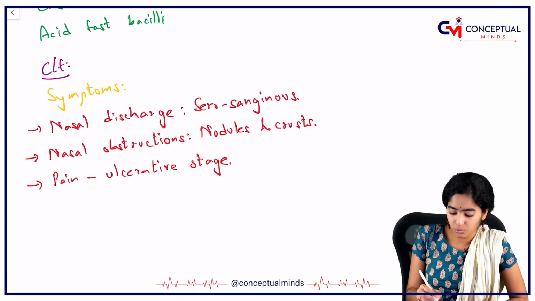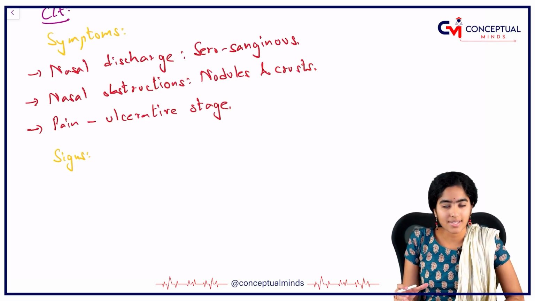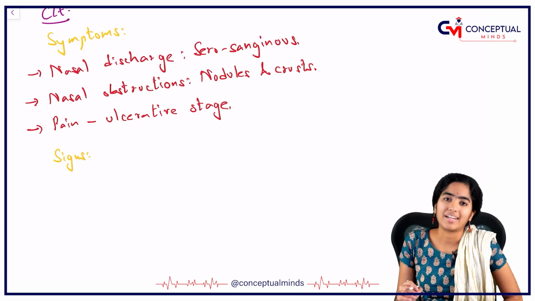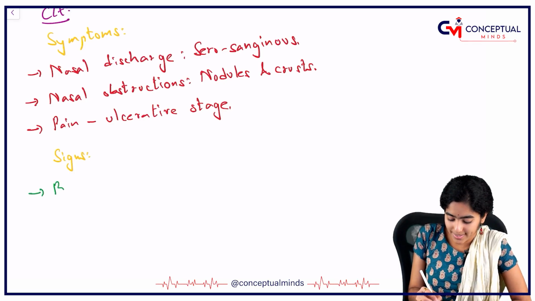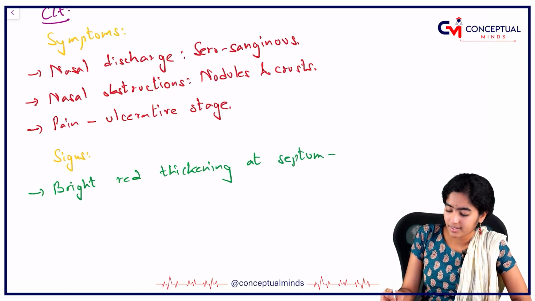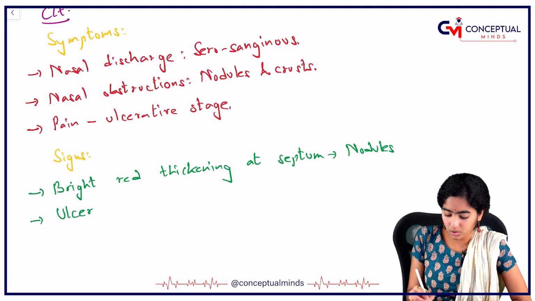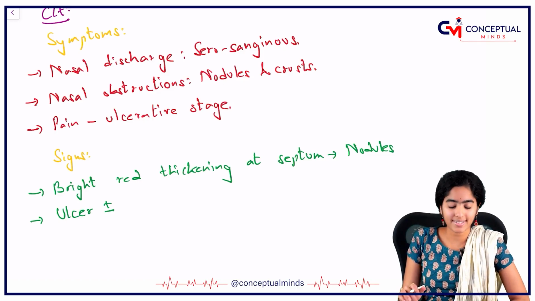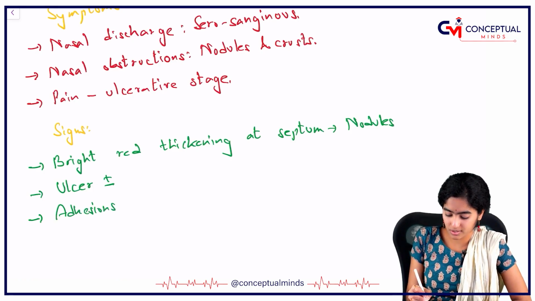And upon examination, what are the signs that you will see? You can observe the nodules, the stenosis, adhesions, and also the swelling, depending upon the stage of the disease. So how are the nodules? You can see them as bright red thickening at the septum. What are these? These are the nodules. An ulcer could be present or could be absent depending upon the stage. And you can also see adhesions and stenosis.